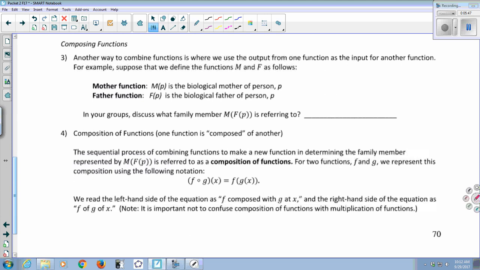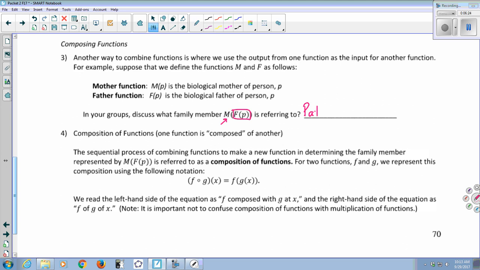We have one more way that we can combine functions, and that's called composing. That's where you use the output from one function as the input for another. So for example, I'm going to define two functions, m and f. M of p is the biological mother of person p, and f of p is the biological father of person p. M of f of p is referring to, well, f of p, that's the father of person p, apply m to that output, so that's the mother of the father of person p, or the grandmother.